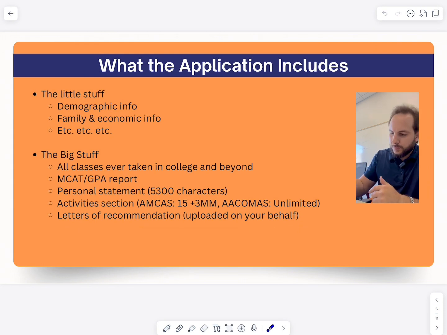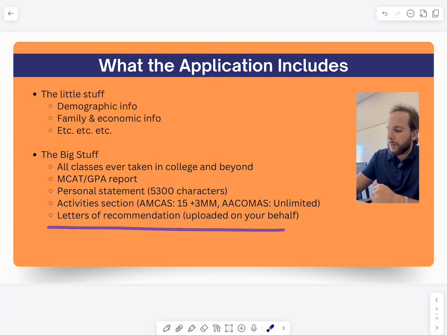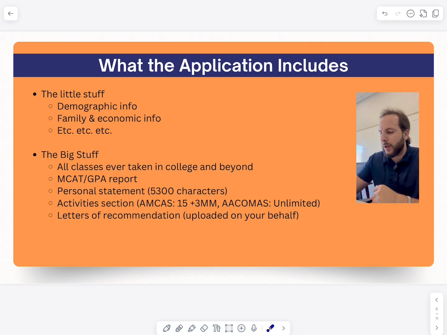Last but not least, the letters of recommendation are in your application. They are uploaded on your behalf. You cannot see them. In fact, in order to get a letter of recommendation, you are required to waive your right to see that letter. So they are uploaded on your behalf. You will not be able to see them, but nonetheless, they are there. So that's kind of what the application includes. And really mostly this stuff right here is kind of the stuff that you'll see, and the stuff that you'll actually fill out, right? The stuff you will enter.